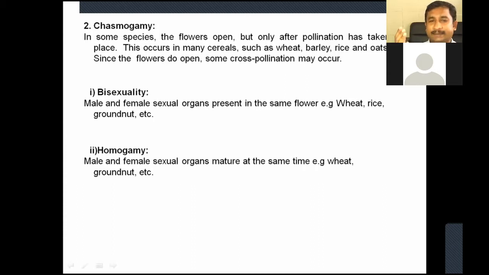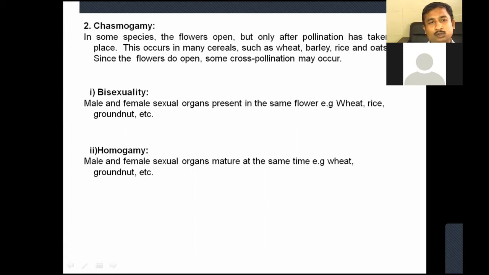For example, strictly they are self-pollinated, but within self-pollinated crops, after classification, there are species that open the flower and species that don't open the flower. That is in the case of rice, wheat, barley, and oats. You can see the example of chasmogamy. And there is also an exception here.